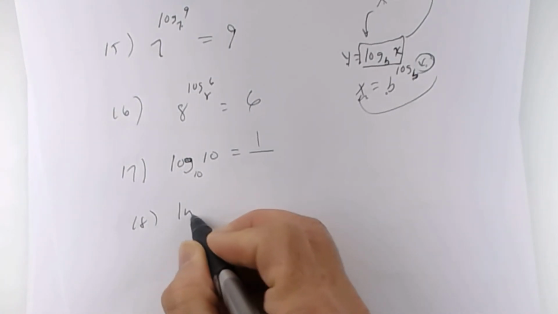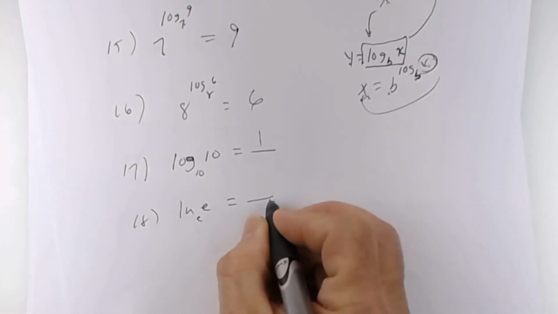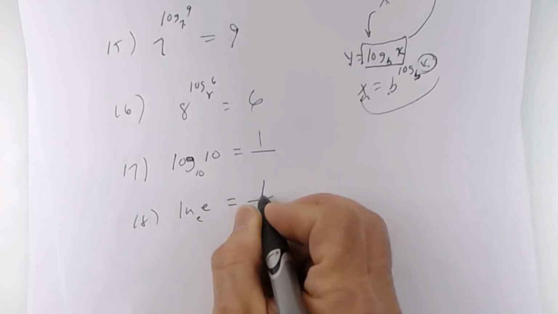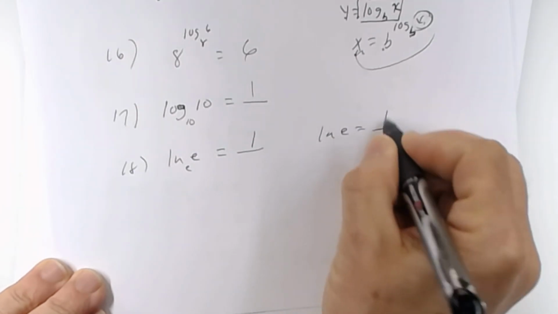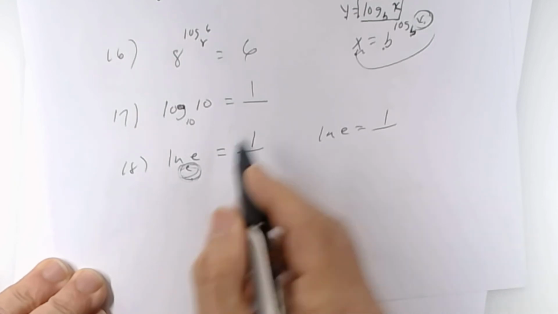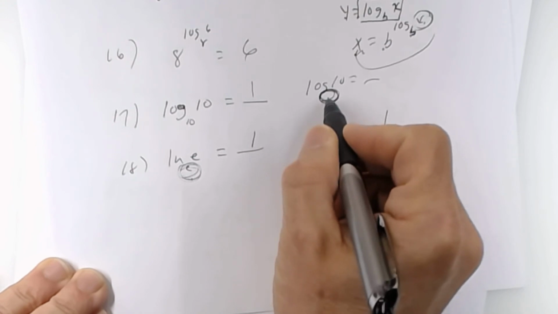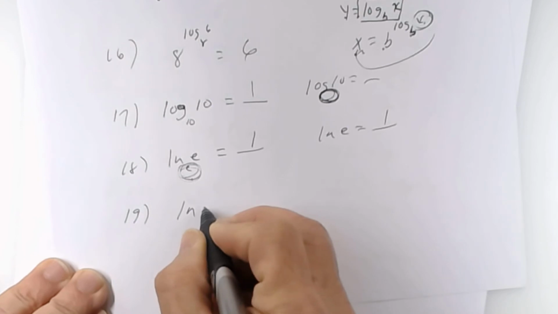18. Ln of E. Ln means LOG with what base? E. So the base is E, right? So what do you think the answer is? E to what power is E? 1. So remember, the original was this. So you have to know, though, that this is understood to have what base? E. Over here, the original was this. You have to know that this is understood to have what base? 10.